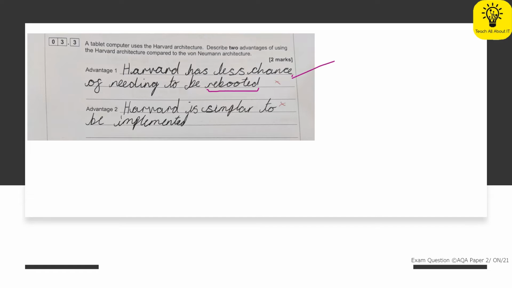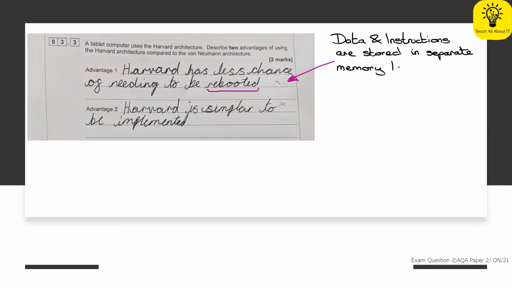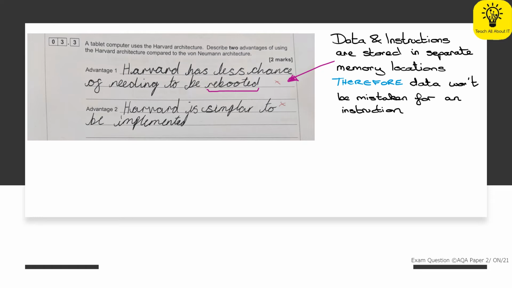So for this one, what I would be looking for is for them to explain to me really, really clearly that both data and instructions are stored separately. Now, if we're talking about separate memory locations, then we're being really clear, but that's not an advantage, and I need a therefore. And in this case, therefore, data won't be mistaken for an instruction, and that is what is going to make the computer crash, and that is why it will need to be rebooted.